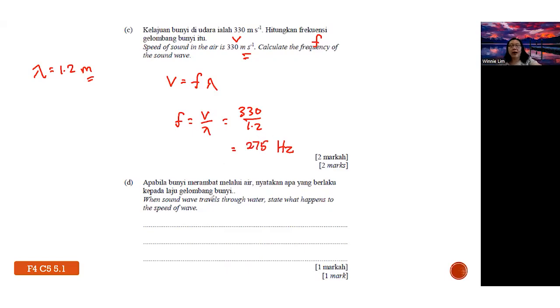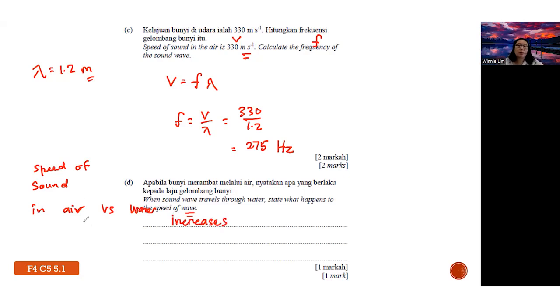Then moving on for the last part. When sound travels through water, what happened to the speed of wave? Okay, so this one is actually they compare in air, because just now you see the questions, they use the gong and heat, and the sound is produced in the air. So if you were to compare the speed of sound in air versus in water, in water, they will actually increase, or faster.